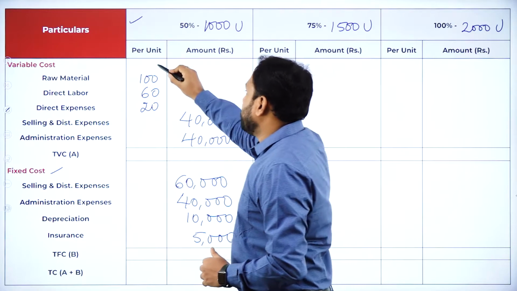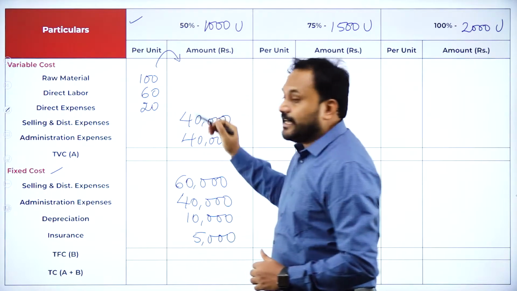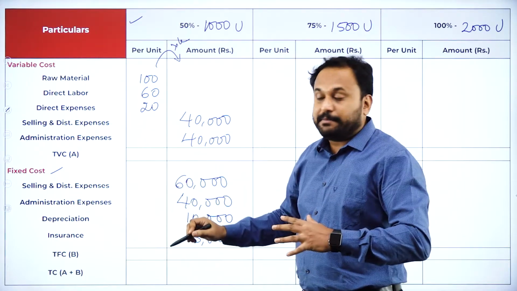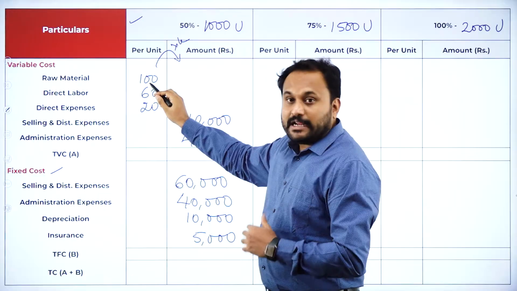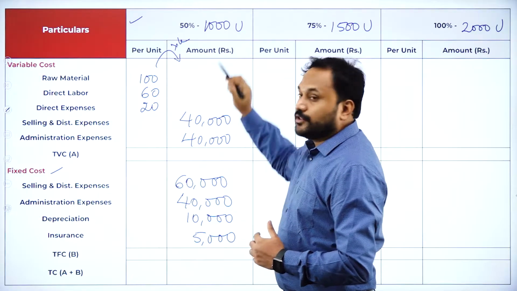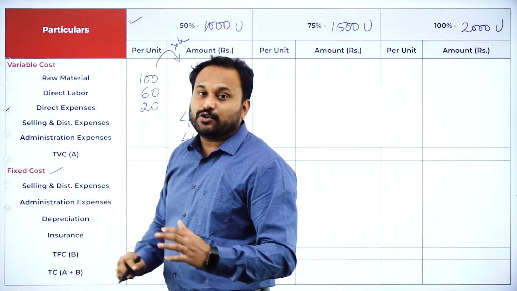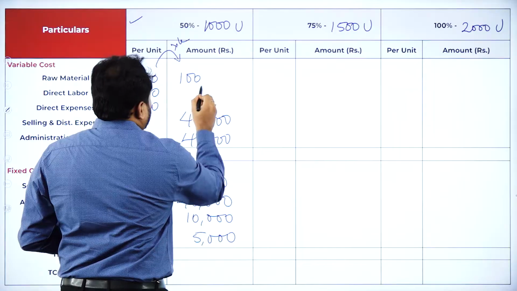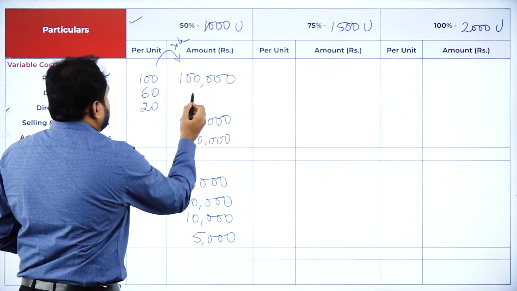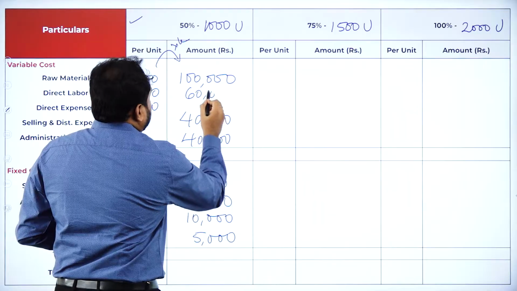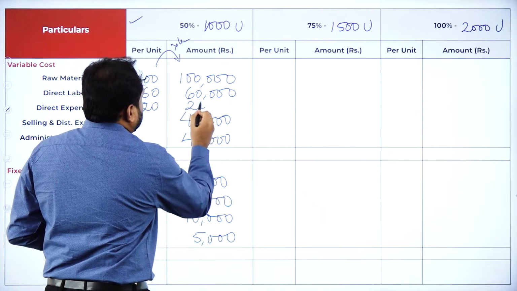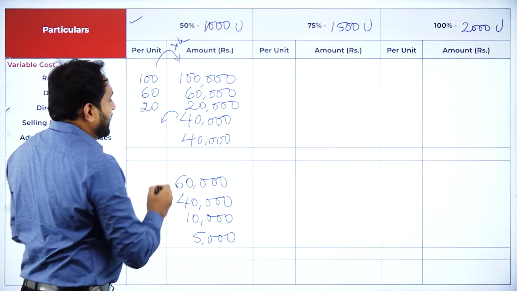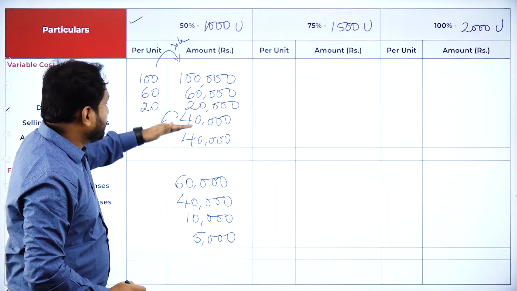Now I told you from here to here, if you need to write any of the entries, you are supposed to multiply. That means for 1 unit you are paying 100 rupees, but for 1,000 units how much? So it is 1 lakh rupees you are supposed to pay. So we'll write here 1 lakh, then here it will be 60,000 and here it is 20,000.